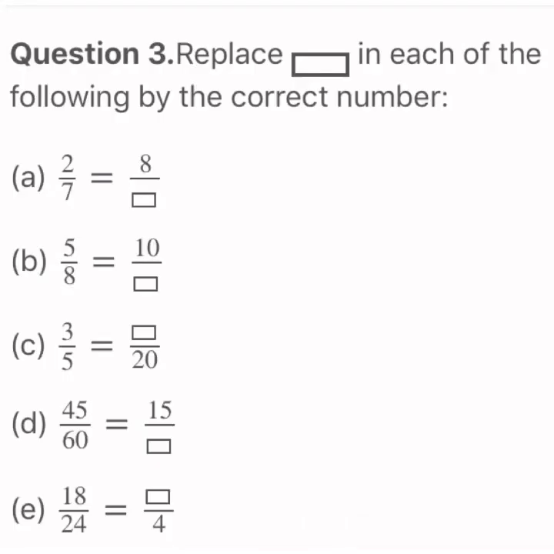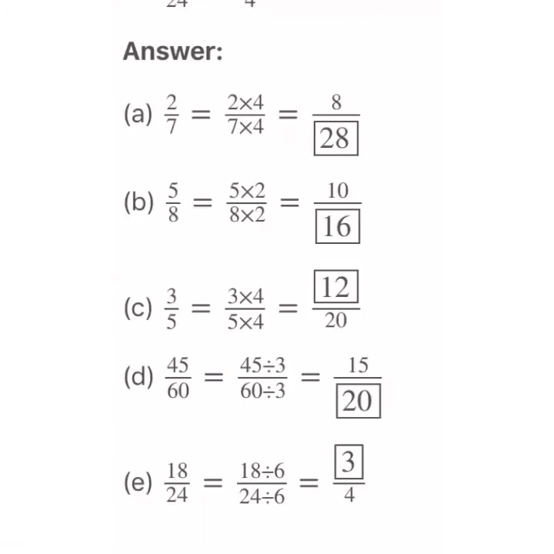Now question number 3, replace the box in each of the following by the correct number. Children, we have to fill the blank boxes in this question. Here you can see that the numerator in the first fraction is 2 and in the other fraction is 8. So we will divide 8 by 2. And what will we get? Yes, 4. So now we will multiply 4 with the numerator and denominator of the first fraction, that is 2 multiplied by 4 and 7 multiplied by 4. So what did we get? Yes, it is 8 by 28.